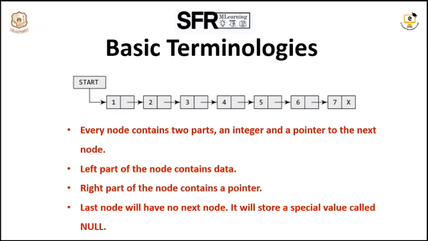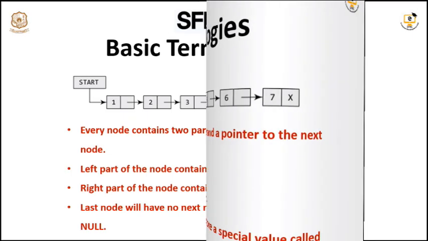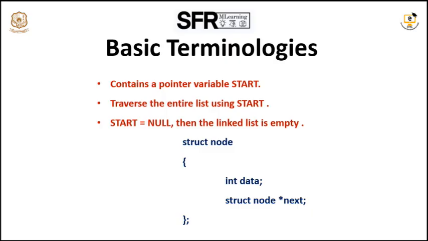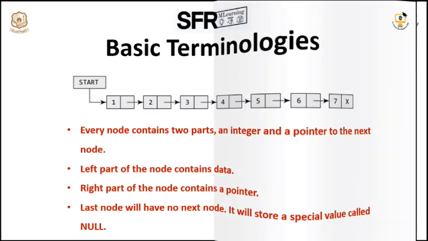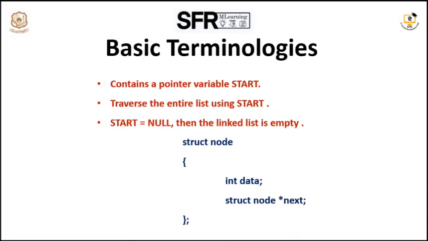So it will store a special value called null. A null pointer denotes the end of the list, and every linked list contains a pointer variable start. In this figure you can see they have marked start for the first element. The variable start stores the address of the first node in the list. We can traverse the entire list using start, and the next part of the first node stores the address of its succeeding node. If the start value is equal to null, it means that the linked list is empty and contains no nodes.